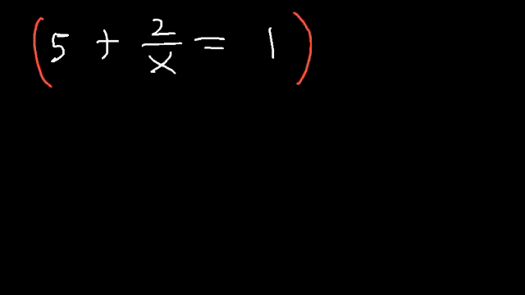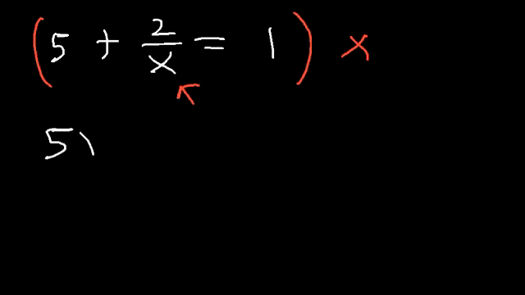So now let's talk about solving equations that have fractions in them. So let's say you have 5 plus 2 over x, and that's equal to 1. How can you solve for x in this equation? What I would recommend doing is multiply both sides by the common denominator. So there's only one denominator here, so let's multiply by x. So you've got to multiply everything by x.